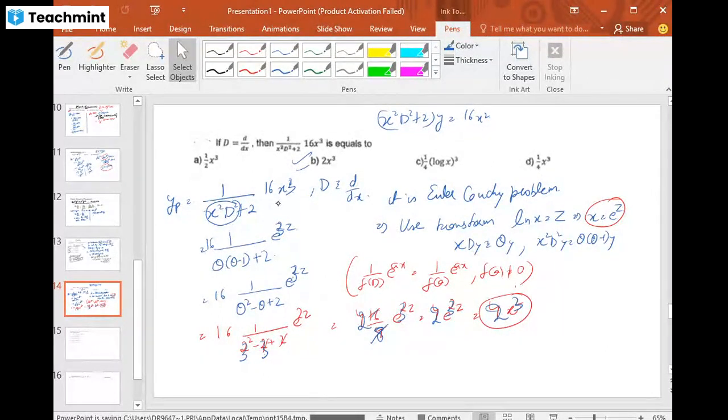Okay, so the important point is when we have x squared d squared, the power of x and the operator power is same. It means that it is a Euler Cauchy problem. We need to transform it into one with constant coefficient by using this transformation, and then whatever the kind of function is there, we can use the property here, and then you can get the answer easy. Okay, now let us try another one.